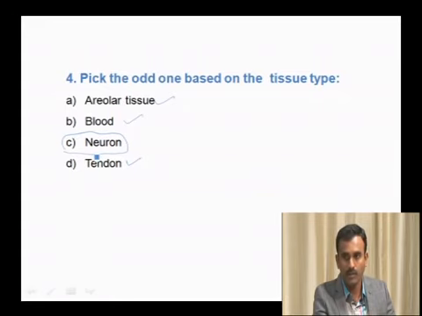We have learned about 4 different types of tissues: epithelial, connective, muscular and neural tissue. A, B and D are types of connective tissues, but neuron helps in conduction of nerve impulses. It's a different type, and this is the odd one. Option C is the answer for the 4th question.